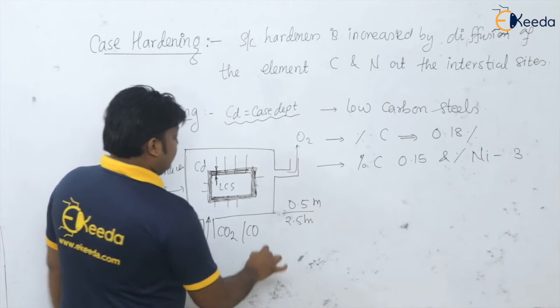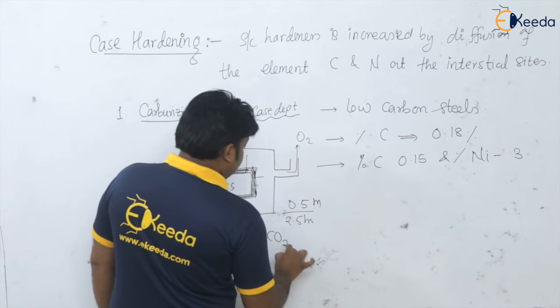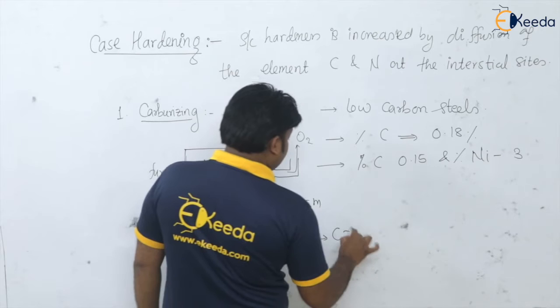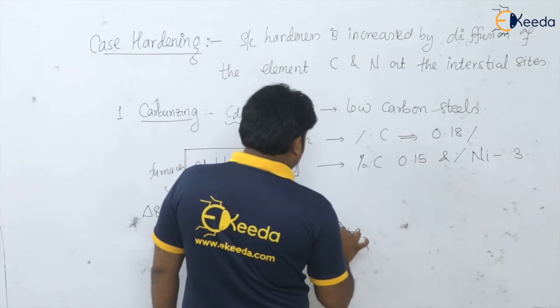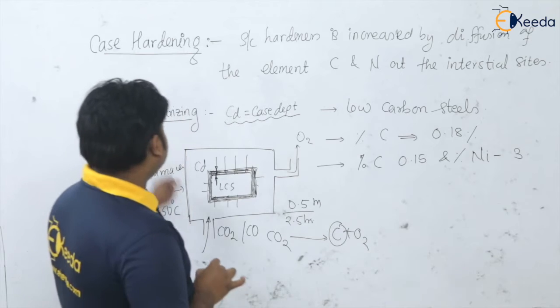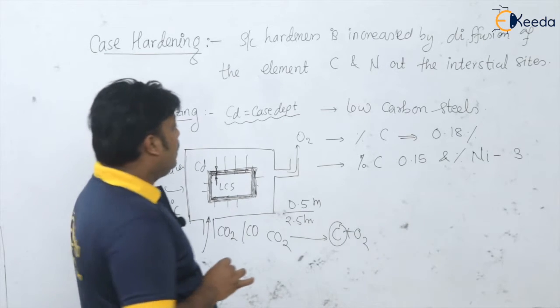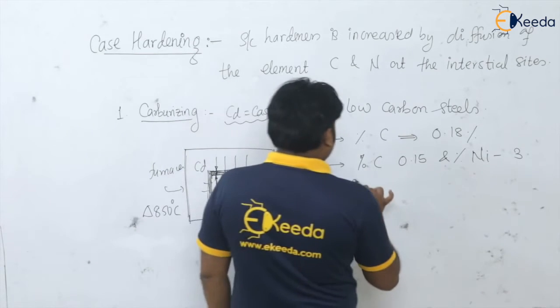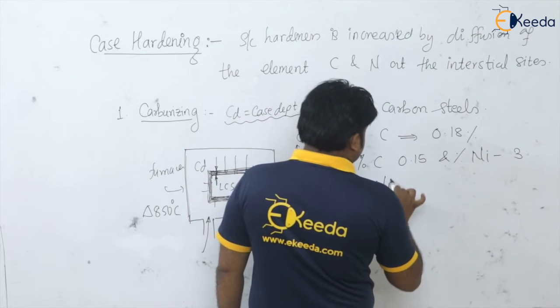Now see, if we see the reaction, this carbon dioxide reduced to C plus O2, and this carbon is penetrating onto the surface. This is the carburizing. Very simple. In same fashion, we can have the nitriding.